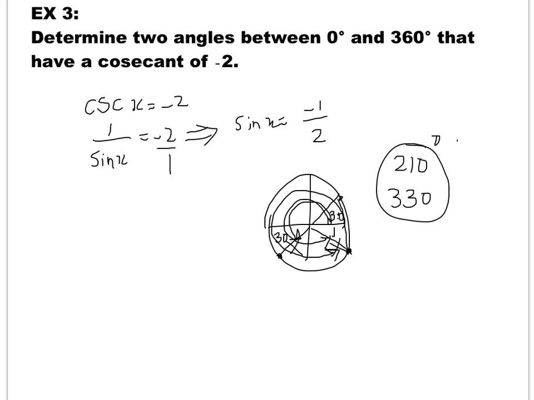Now, to check it, go ahead and use your calculator and tell me what is sine of 210. What is sine of 330? Now, if sine of x is negative 0.5, what is cosecant of x? Negative 0.5 is negative 1 over 2. So cosecant is going to be negative 2, which is what we are looking for here.